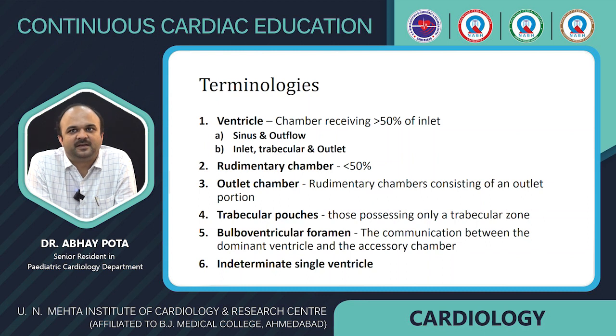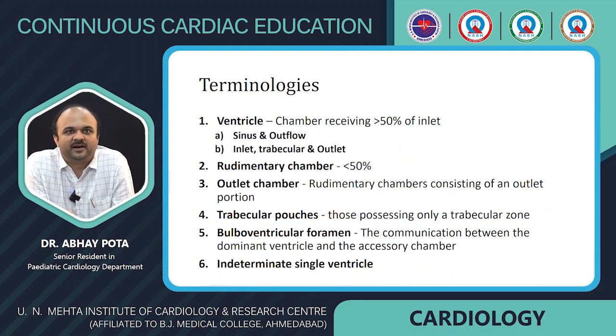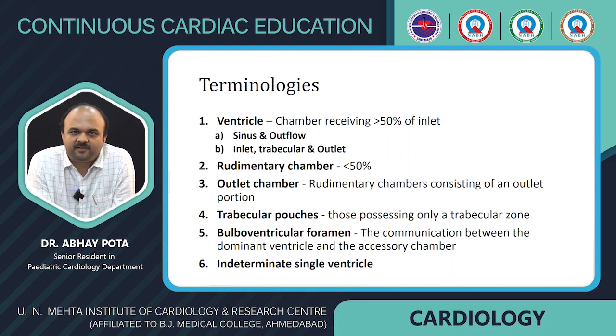Remember that VSD is basically an interventricular septal defect. So there has to be two ventricles for VSD to be there. So in case of bulboventricular foramen, there is one dominant ventricle and another is rudimentary ventricle. Lastly, what is indeterminate single ventricle? Indeterminate single ventricle is that where morphology does not fit into either RV or LV type.